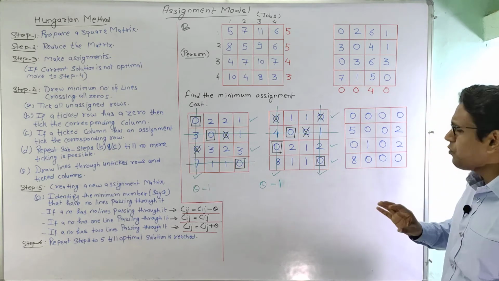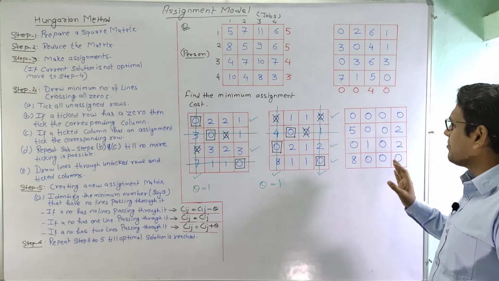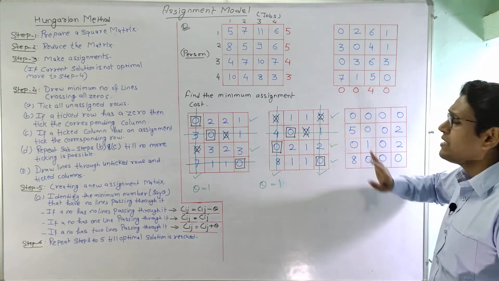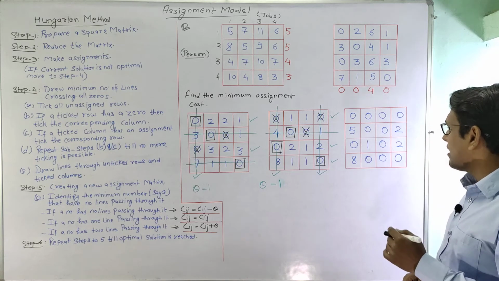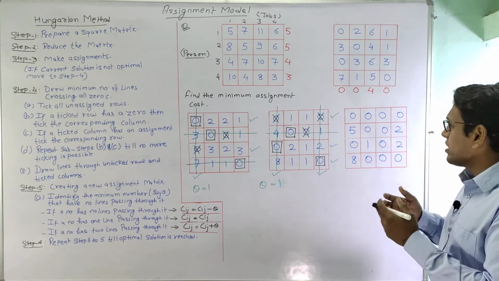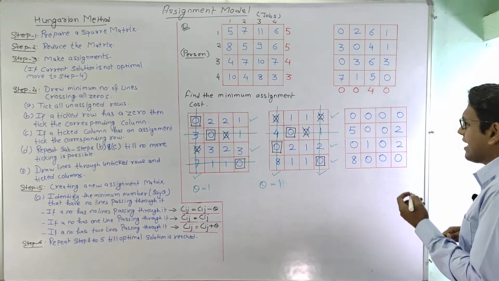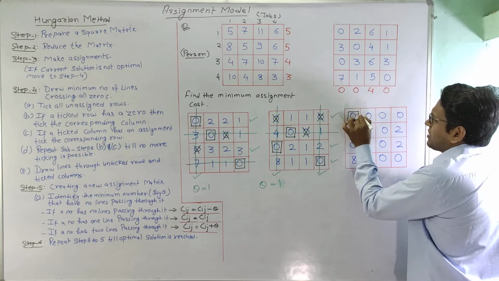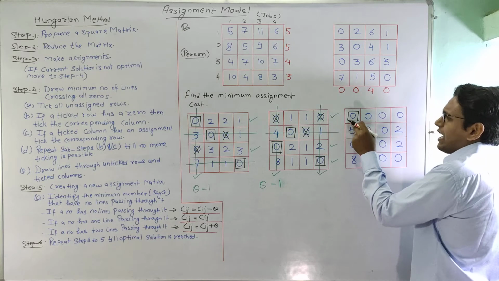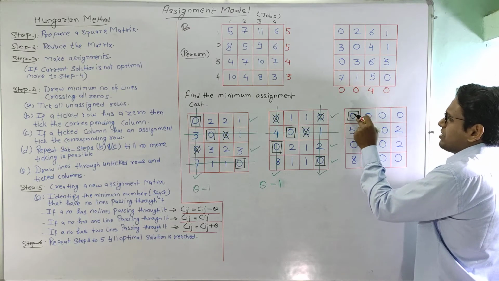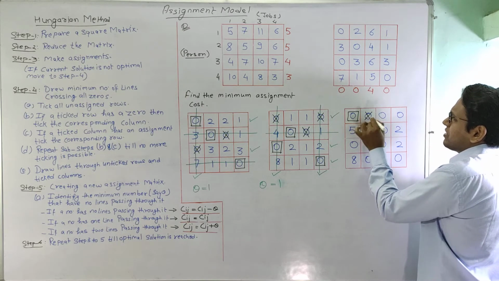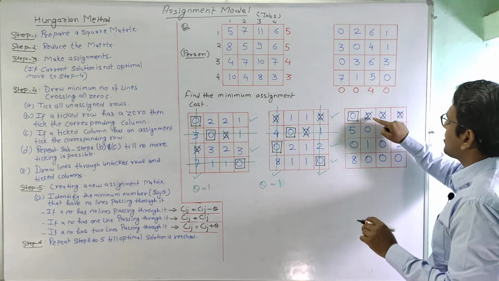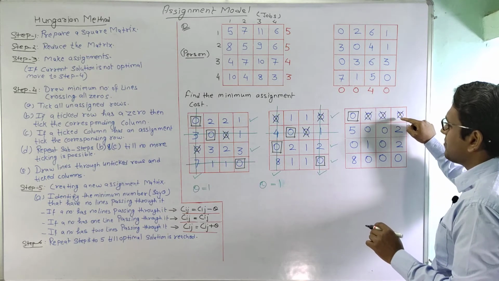So in this case what we need to do is make any one arbitrary assignment and start assigning according to that. So let us assign this first cell arbitrarily. I am assigning this, and because I have assigned this cell, no more assignment can be done in this row, and all the zeros in this row become ineligible for assignment.